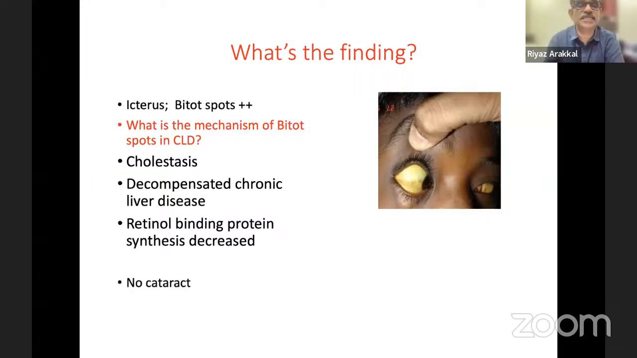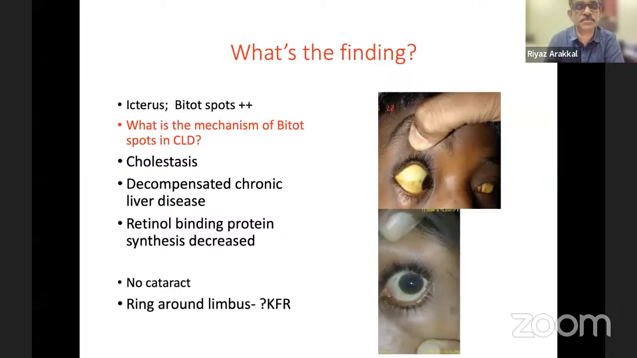Okay, there's no cataract. So you see only icterus and Bitot's spots. If you are very careful, what can you see here? Is there any other finding here? You can see that there is a ring here. If you are very careful, you can see that there is a ring here. So this is a Kayser-Fleischer ring.